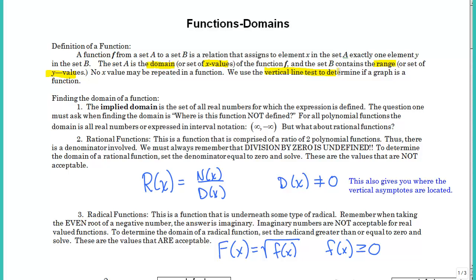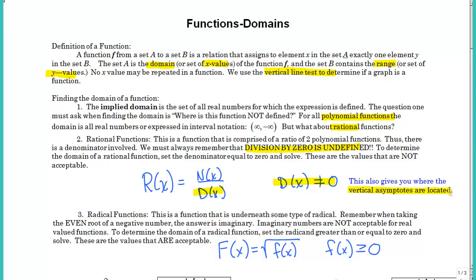Usually, the implied domain is all real numbers, and that's true for polynomial functions. However, what about rational functions? This is where you are dividing two polynomial functions, and since you're dividing, there's a denominator involved. And you should all remember that you cannot divide by 0. That's undefined. And so, if we have some values of x that would cause the denominator to be 0, those cannot be part of our domain. And so in order to find the domain, you would set the denominator not equal to 0 and solve. You might also recall that's where you're going to also find those vertical asymptotes.